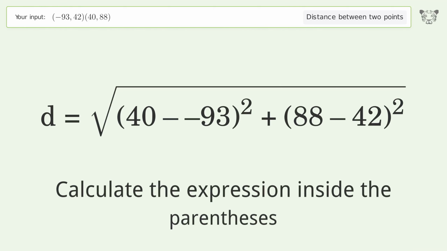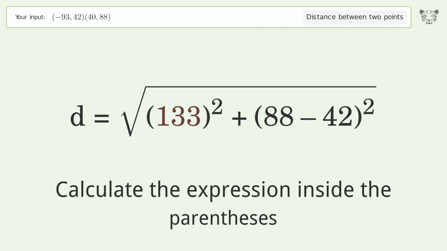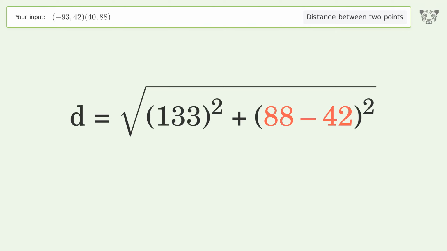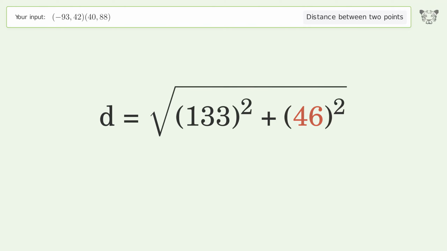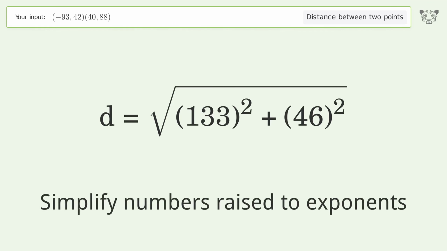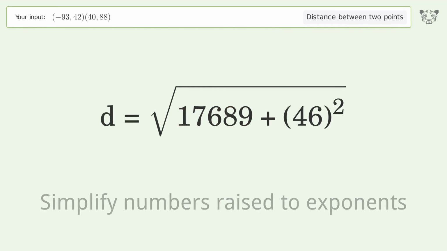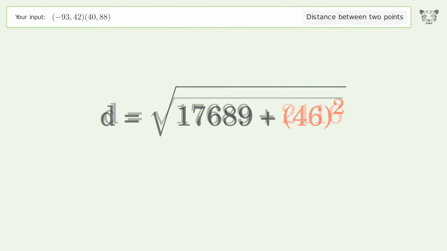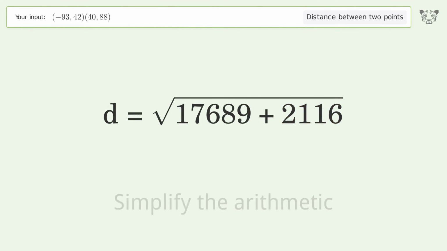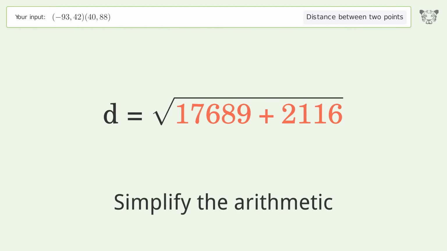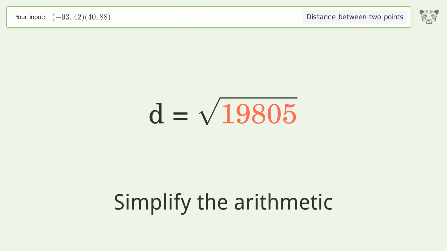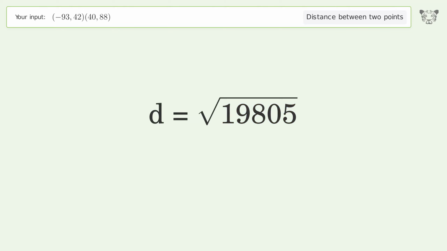Calculate the expression inside the parentheses. Simplify numbers raised to exponents. Simplify the arithmetic. And so the distance between the 2 points is the square root of 19,805, or 140.73.